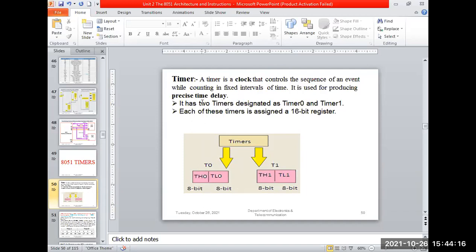Then you count from the highest to the lowest and roll over. Roll over means the high value goes to the low value. At that time it raises the flag, and when the flag is raised, we can take action, meaning an interrupt can occur. You have seen this thing. Have we drawn this diagram now? No? Then draw this.